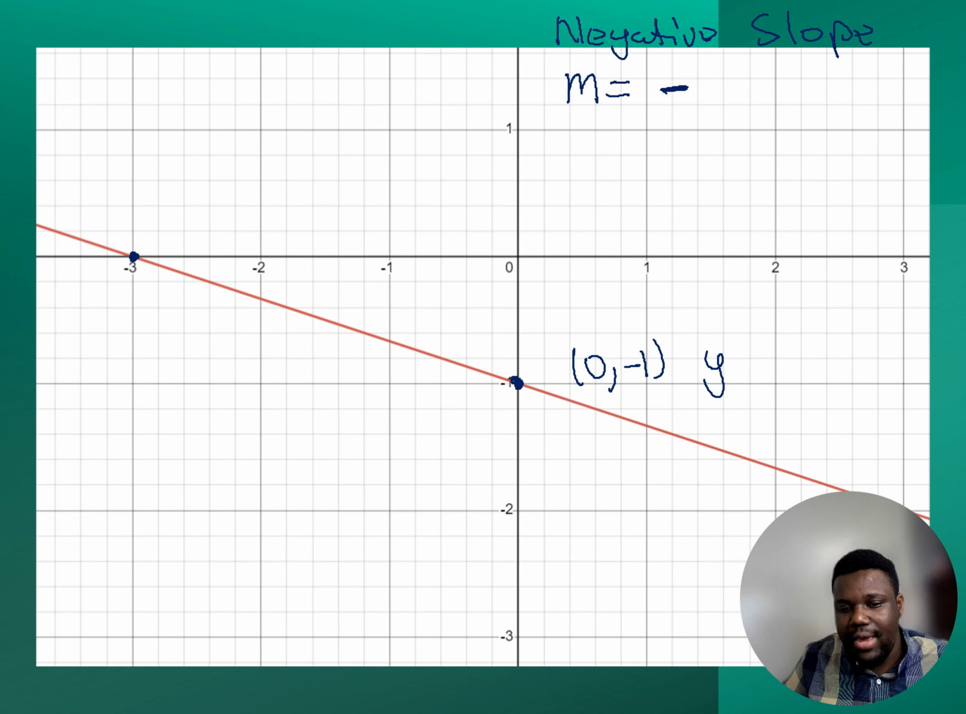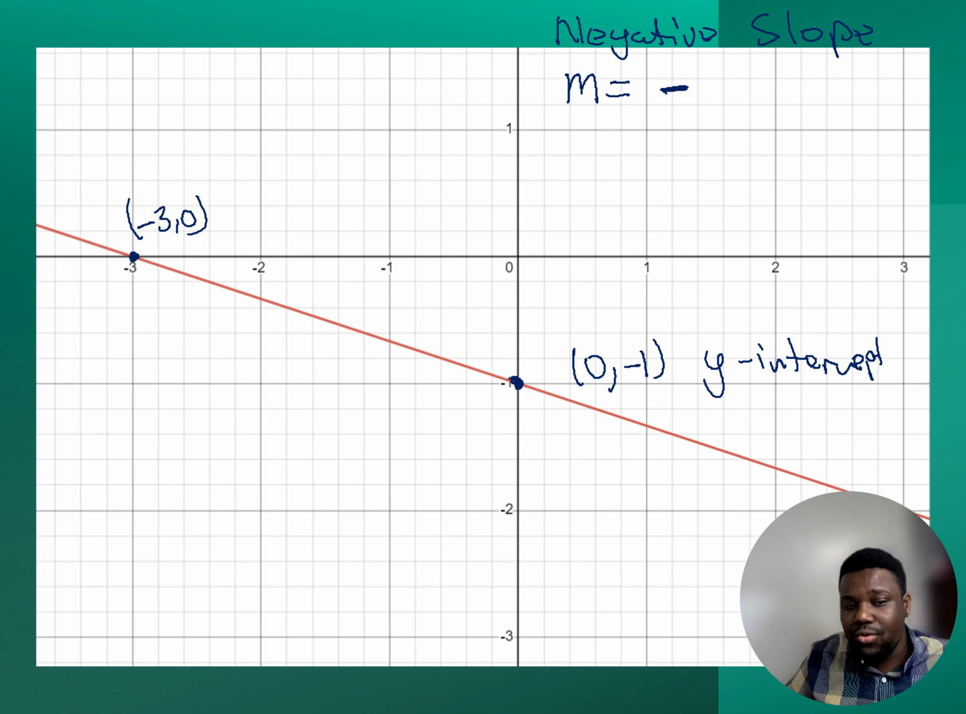Again, this is your y-intercept. And where the graph passes the x-axis, can you guess what that is called? If you guess x-intercept, you are correct. So at -3, 0, where the graph passes the x-axis, we call that our x-intercept.